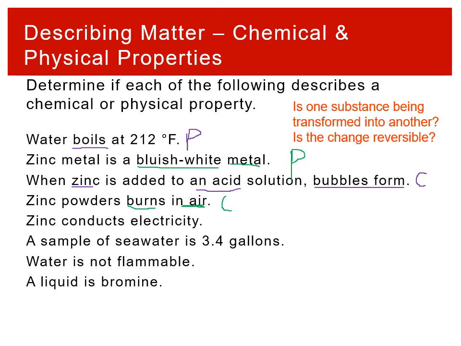Zinc conducts electricity. This one can be kind of tricky. You run current through it, so you're doing something to the zinc and electricity flows through it. But if we think about afterwards, you still just have zinc. So conductivity is going to be a physical change.